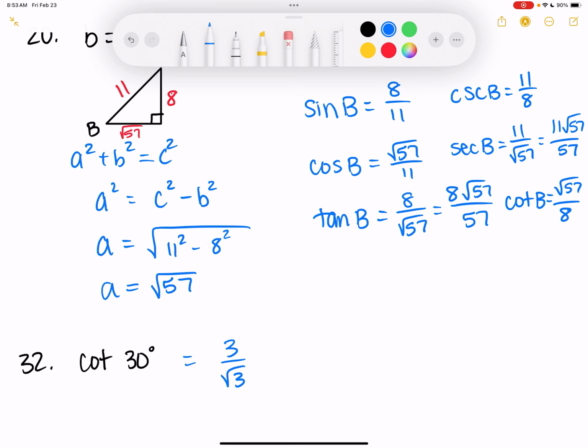But what's the problem? The root of 3 should not be at the bottom. So what do I do about it? You multiply top and bottom by root 3, and then it would just be root 3. So I'd have 3 root 3 over 3, which then reduces to root 3.